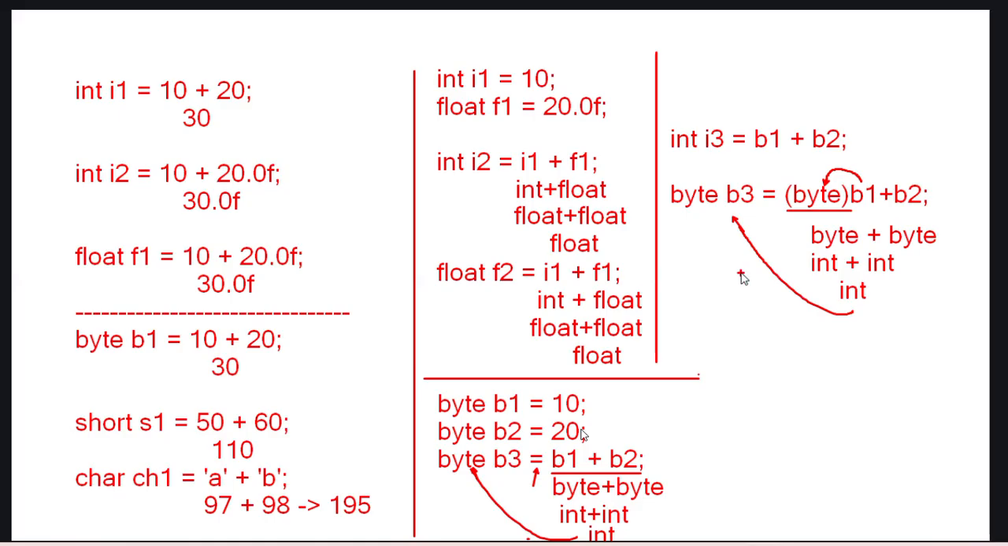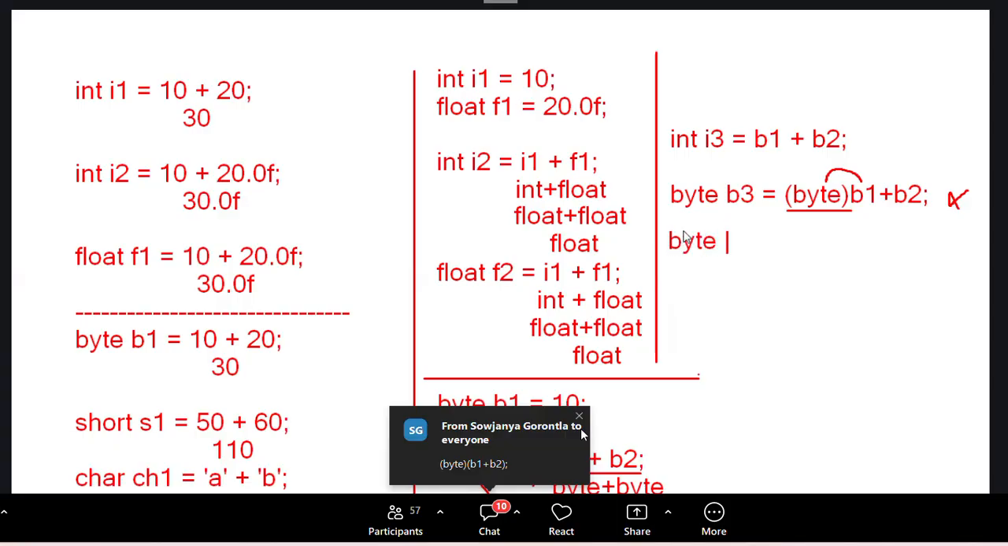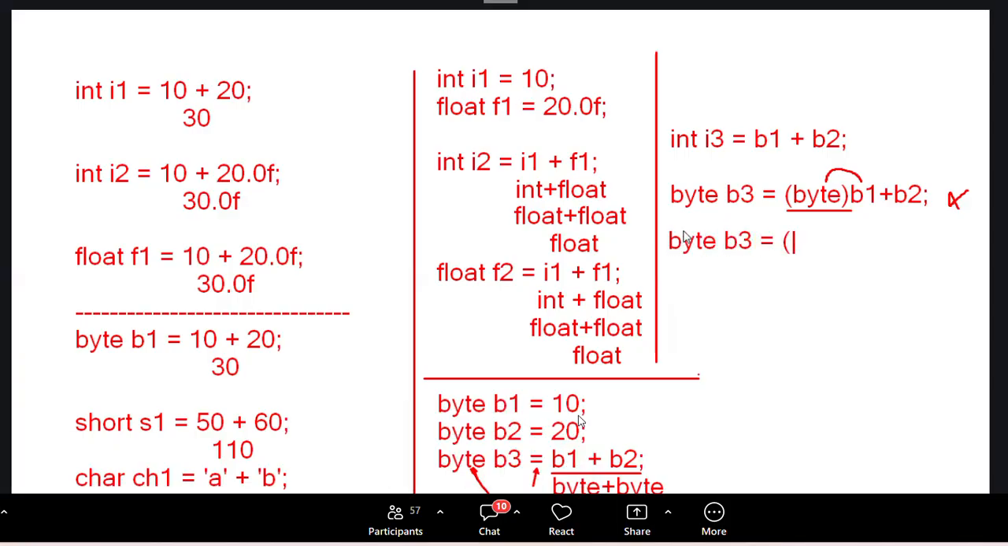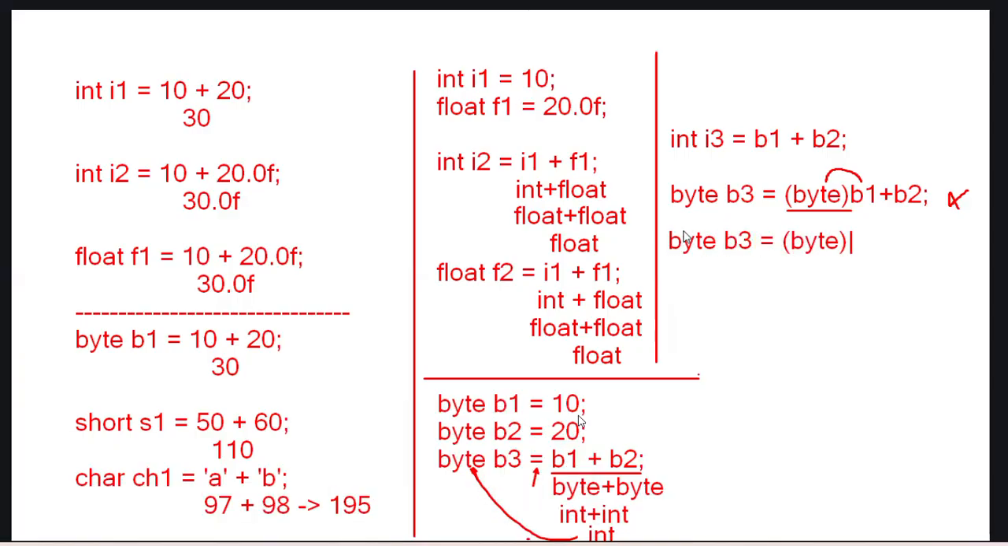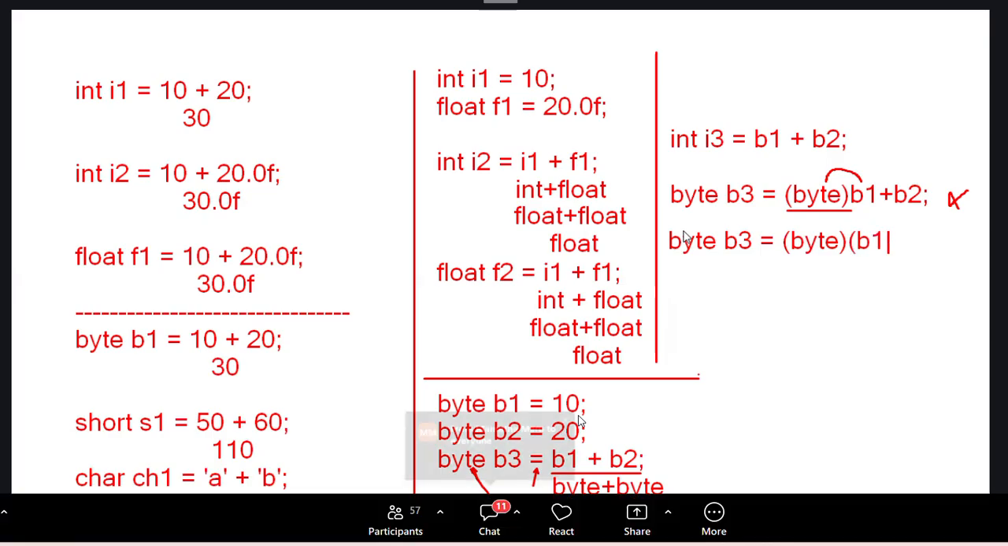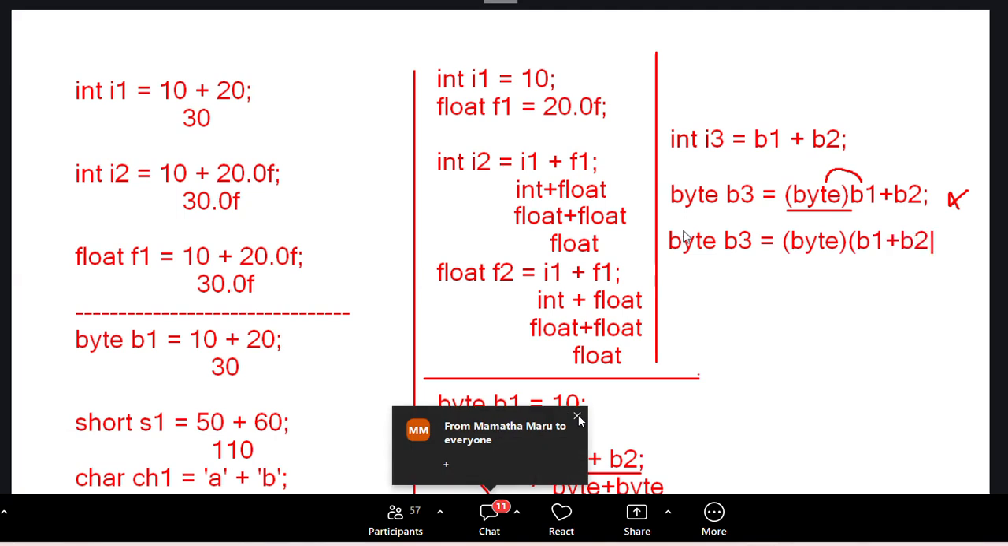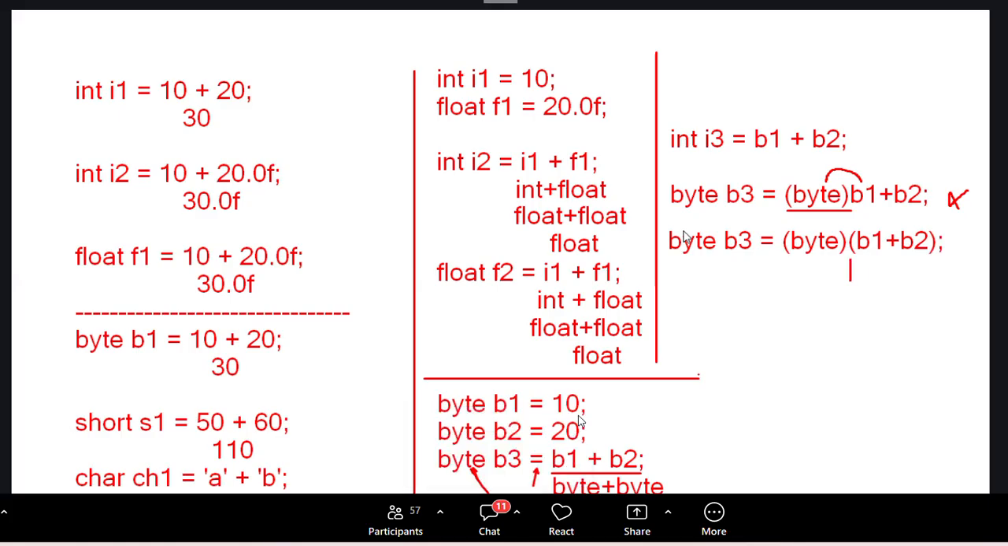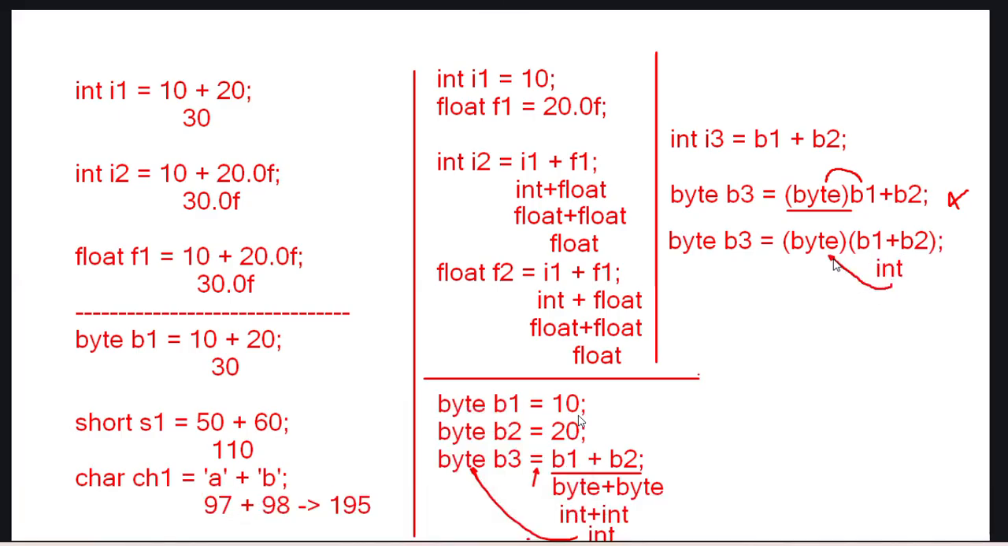Achha. Then how to solve this problem? This is still an error. How to write? Byte B3 equal to byte of, first you should execute the plus operator before the cast operator. First B1 plus B2 is executed. The generated value is what? Int. And then the int is converted to byte. Byte can be stored in byte.